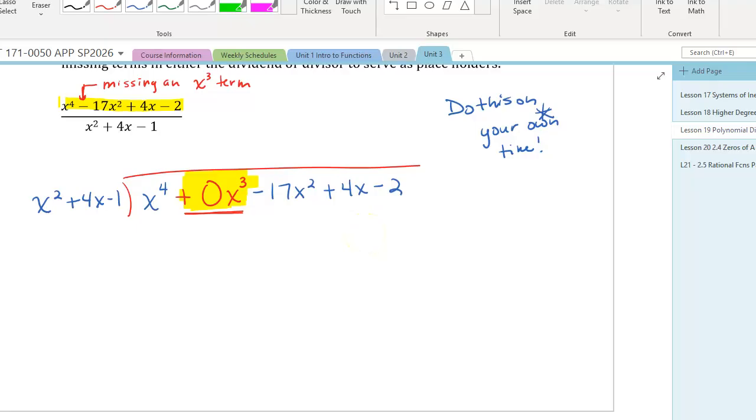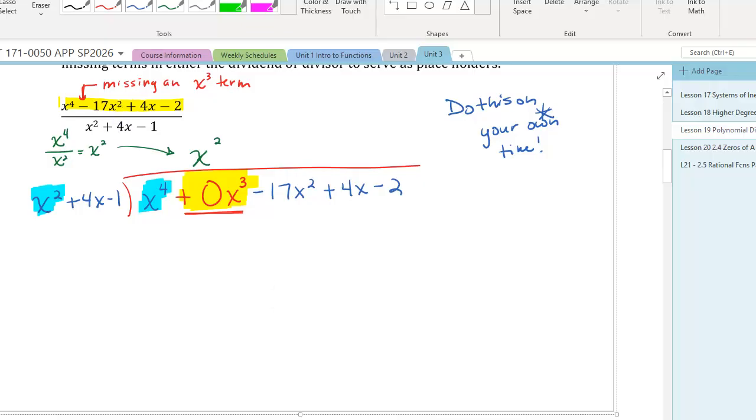So remember, when you're dividing, what you should focus on first is this first term here and this first term here. And you're asking yourself, what times x squared will give me x to the fourth? Another way to think about it is you're dividing x to the fourth by x squared, and that gives you x squared. So that's what we'll put on top. And it really doesn't matter where you put the x squared because we're not using decimals, so it doesn't matter where you place it. So now remember the next step is to multiply.